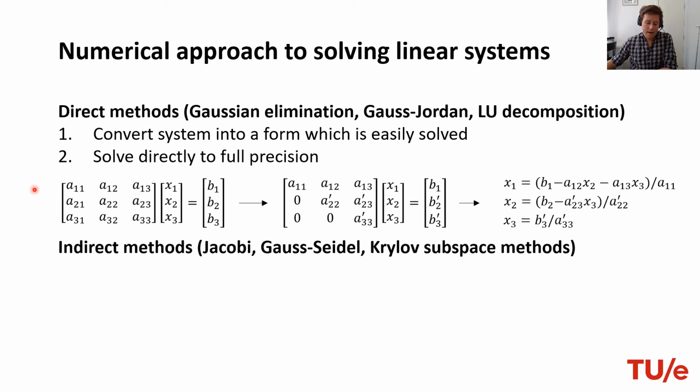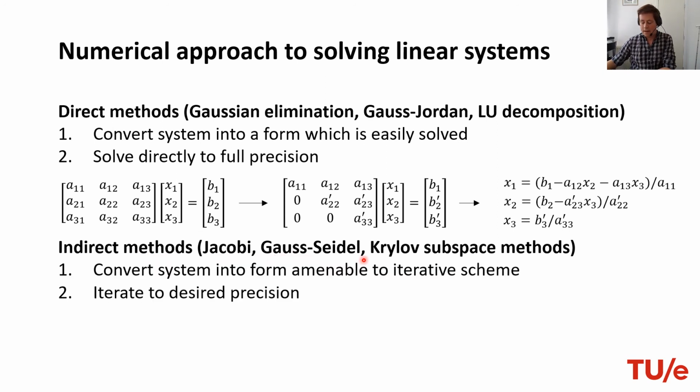In contrast, there are also indirect methods, and examples here are Jacobi, Gauss-Seidel, or Krylov subspace methods. In this case, we try to convert the system into a system which is amenable to an iterative scheme. And instead of solving it directly in one step, like we do in back substitution, we iterate and keep on improving on the solution that we have until we reach a certain desired accuracy.